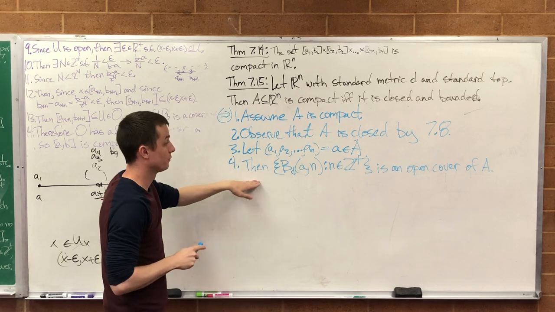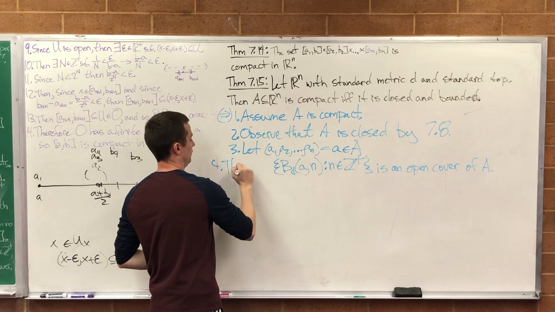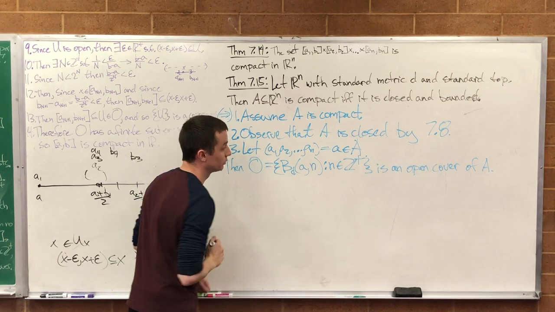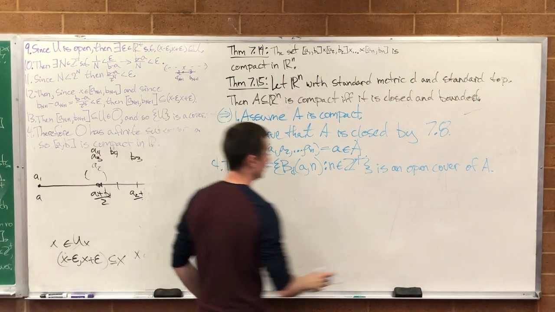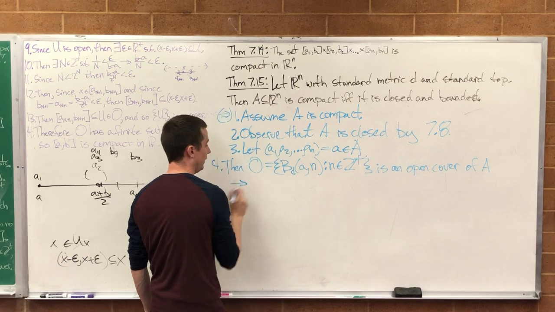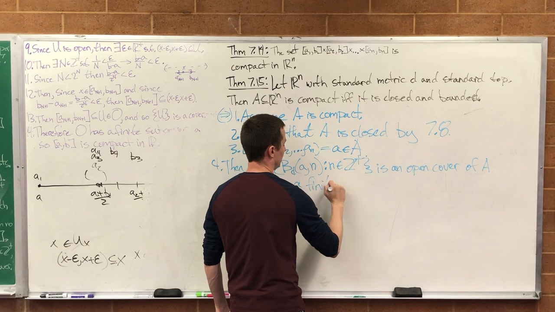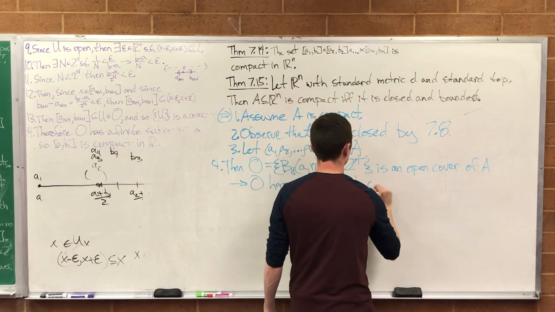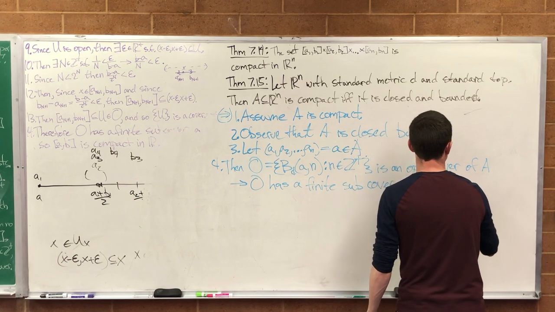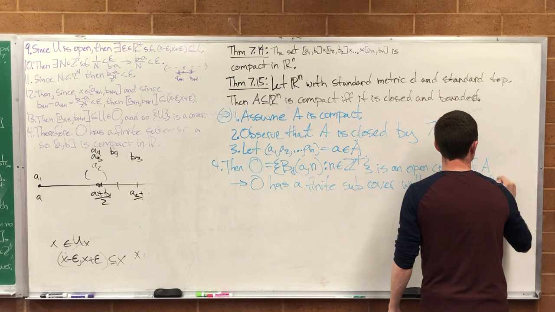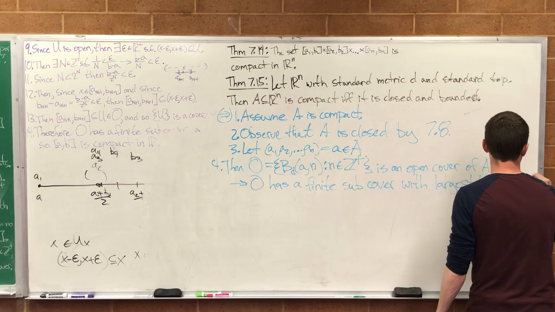Okay, so then I need to name this set. Then O equal to that is an open cover of A. Which gives me, we won't end it there, we'll just do, which implies O has a finite subcover with largest ball, call it B sub M of A.